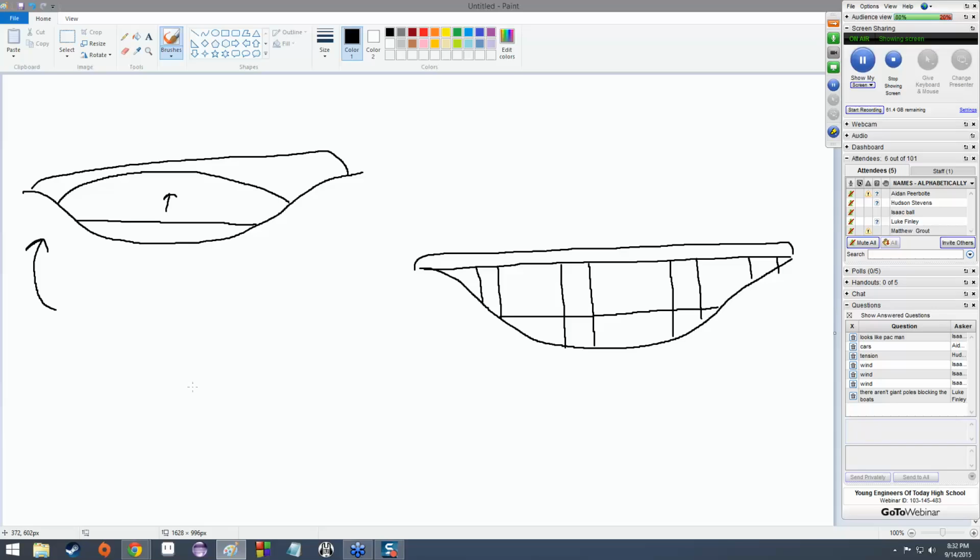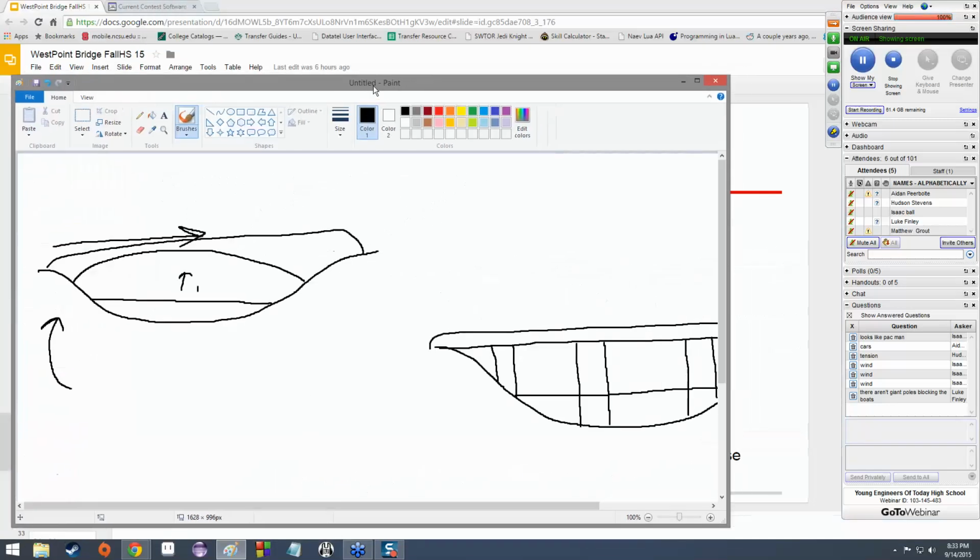Yeah, basically, Luke. That's pretty much exactly it. There aren't giant poles blocking the boats. That is exactly the reason why: there's a nice open area that boats can go underneath, and people can go on top. And, you know, in this situation, that's not really ideal. So yeah, that's really exactly what it is.